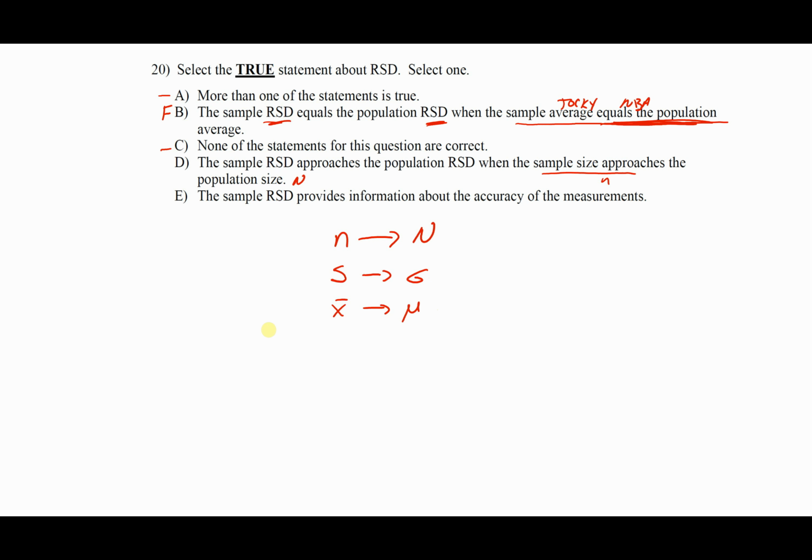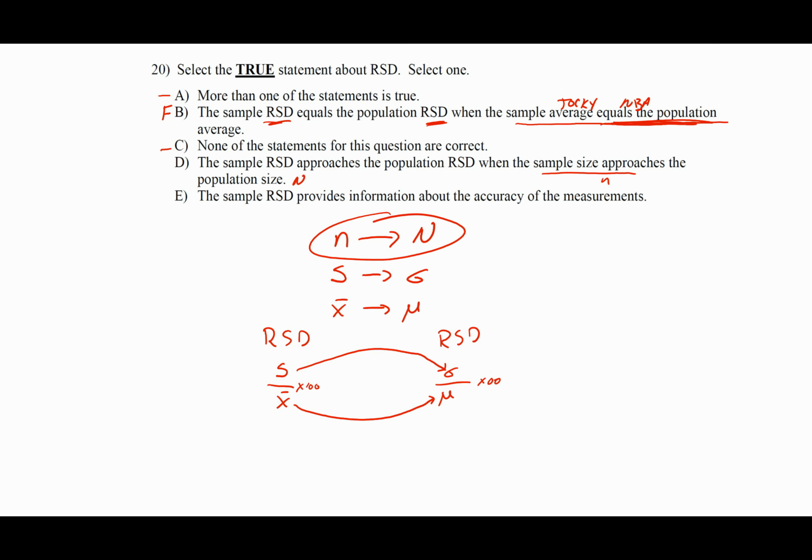What would our sample RSD be? Our sample RSD is really S over X bar, and our population RSD is sigma over mu, both of them times 100, right? And S goes to sigma and X bar goes to mu as n approaches capital N. So this is absolutely true. The components that make up RSD are the two components that do approach each other when the sample size approaches the population size. So this is absolutely true.